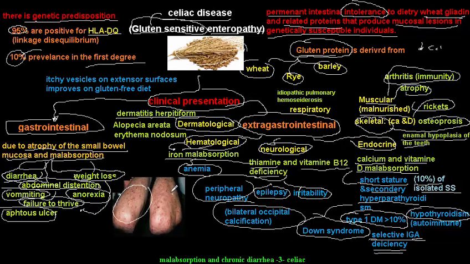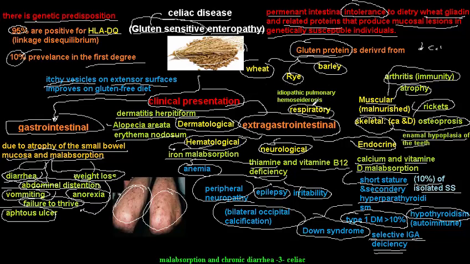This picture is to show you dermatitis herpetiformis, and actually dermatitis herpetiformis are itchy vesicles on the extensor surfaces. So this is the extensor surface of the forearm, okay, and so they are itchy vesicles on the extensor surfaces, and they improve by eating a gluten-free diet. So these are the dermatological symptoms, dermatitis herpetiformis, but also alopecia areata, also due to an immunity defect, or erythema nodosum. Alopecia areata, you know, is loss of hair in some places.